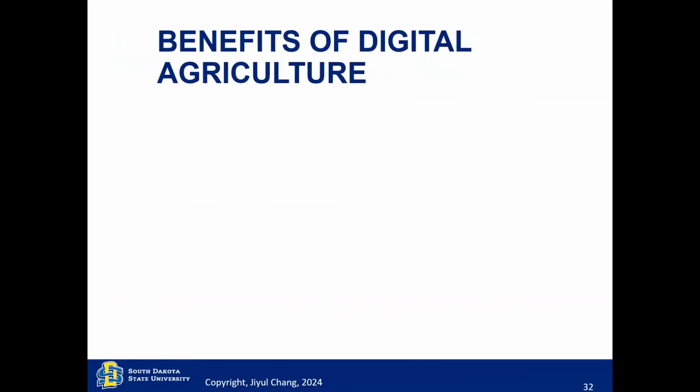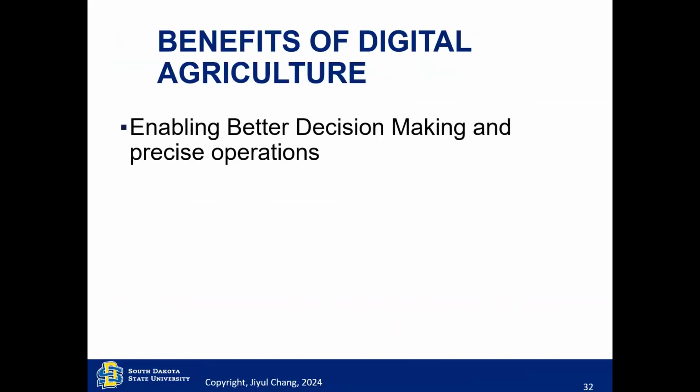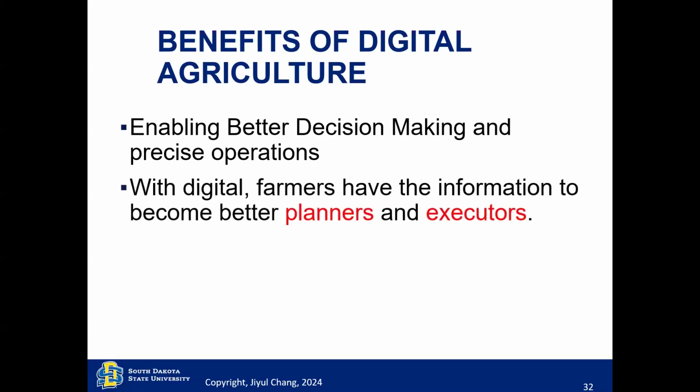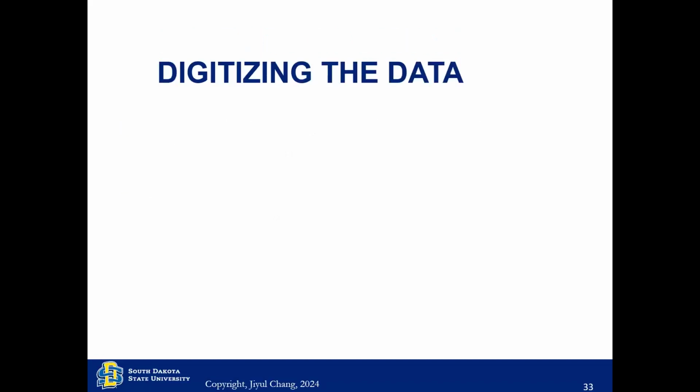So the benefits of digital agriculture is that it can enable better decision making and precise operations, from very accurate management decisions. With the digital, farmers and producers have the information to become better planners and executors.